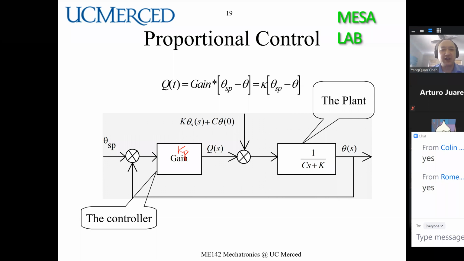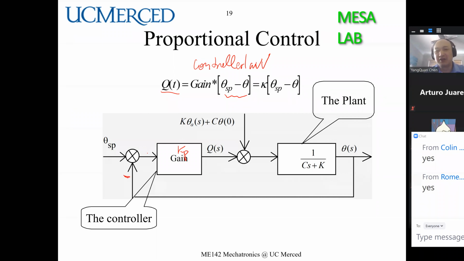So let's try to do our math, okay? So this is my controller law, meaning I'm measuring the set point minus my theta. This is a minus. So this is also called E of t, and times the gain Kp. So here we use a kappa, okay? This is my K. So that is my controller.